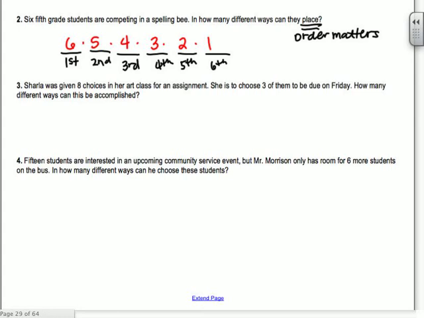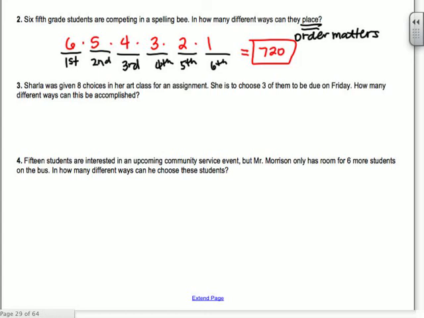Okay, so 6 times 5 times 4 times 3 times 2 times 1 ends up being 720. Notice that's just 6 factorial. That was because it was 6 factorial over 6 minus 6 factorial, 6 factorial over 0 factorial.